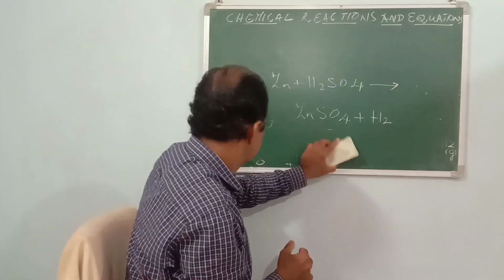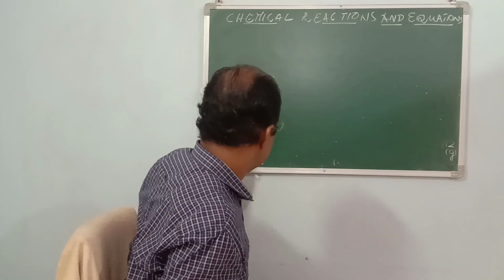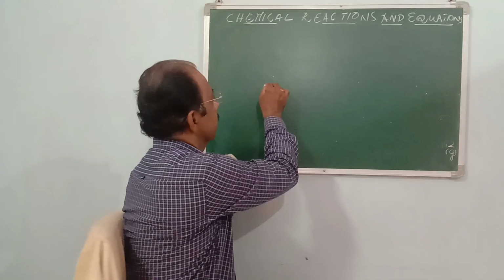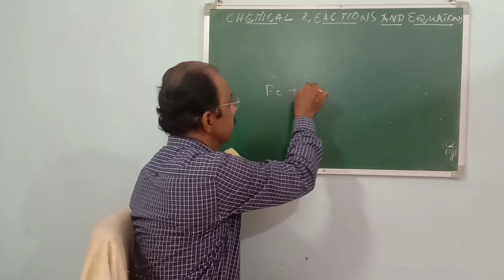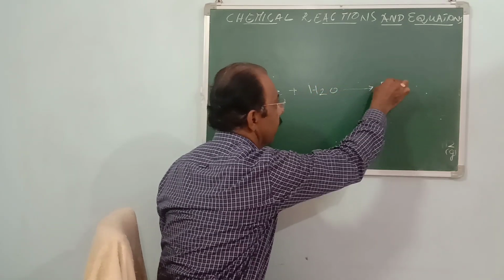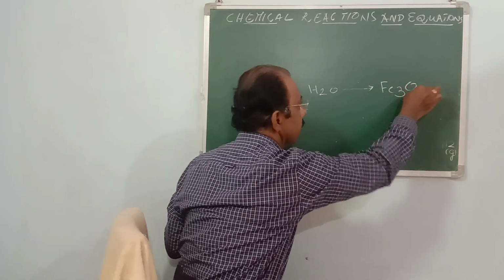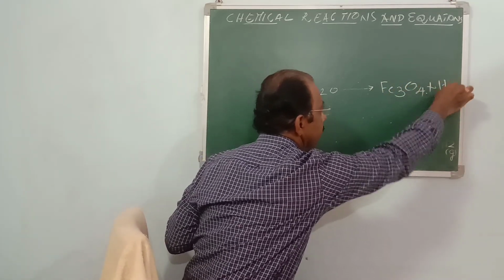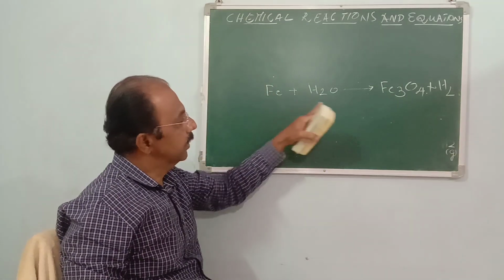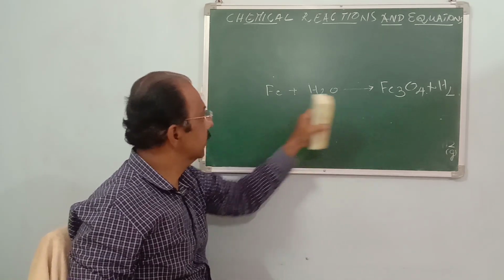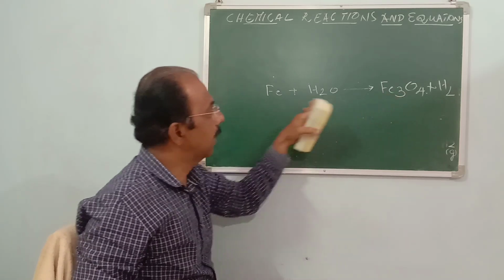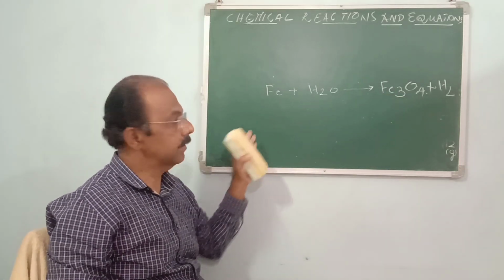As we move on, we see another reaction. Iron reacts with water: Fe plus H2O gives Fe3O4 plus hydrogen gas. So this is a skeletal equation. This is not a balanced equation, we know this. Simply looking, we see that the number of atoms are not balanced in the product and reactants.